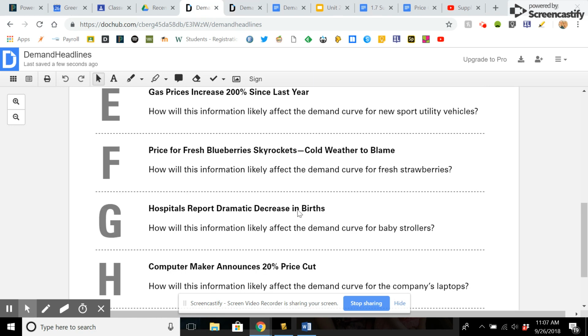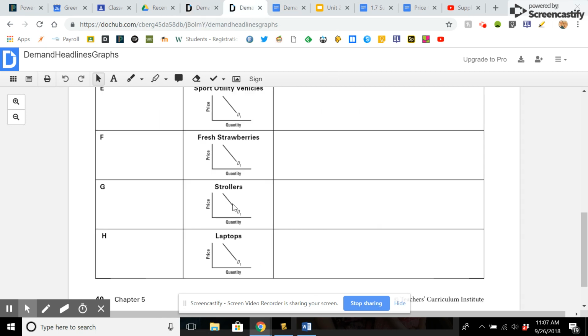Strollers, all of a sudden less babies are being born. How's that going to affect strollers? Well, obviously demand is going to go down, but why? It's because there's less people. It's a lack of consumers, okay? So it's going to be a decrease in population, decrease in consumers. There are less babies, or less families having babies, you could say it that way.